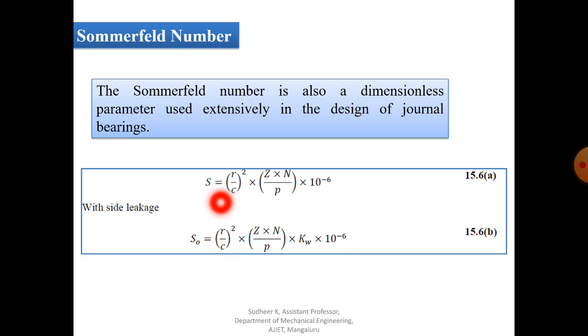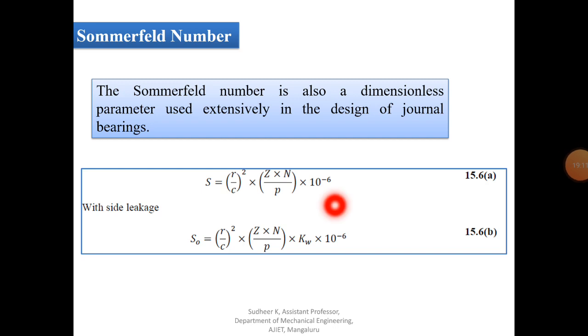So S is nothing but the Sommerfeld number. It is given by R divided by C whole squared into Z into N divided by P into 10 to the power 6. Actually it is a unitless number, but they have given it in terms of revolutions per second in your data handbook. That is one of the important notes, because it may vary from textbook to textbook. Usually it should be a dimensionless number.